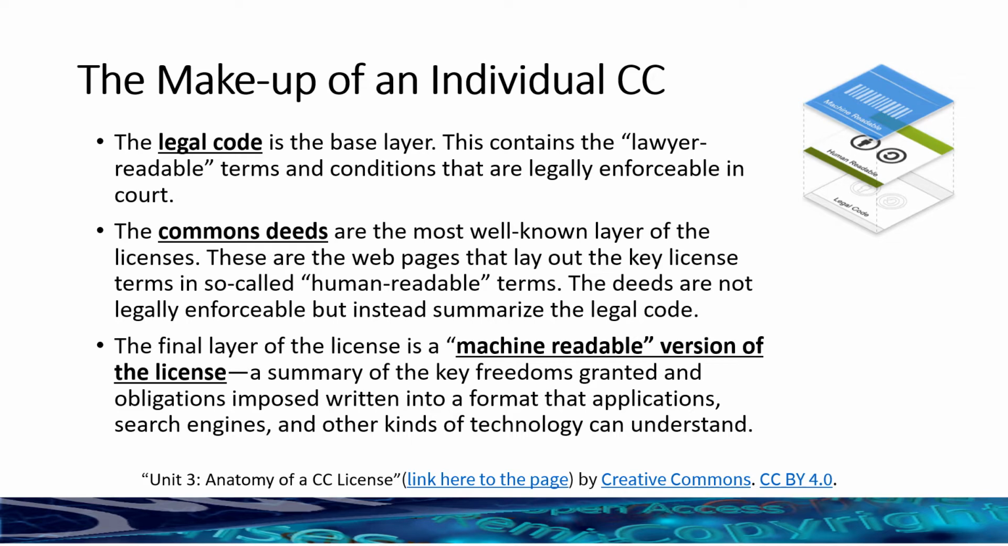And the final layer of the license design recognizes that software plays a critical role in the creation, copying, discovery, and distribution of works. This final layer is referred to as the machine-readable version of the license. When the metadata is attached to a CC licensed work, someone searching for a CC licensed work using a search engine like Google or creativecommons.org or any other advanced search tools, these machine readable levels are what informs those search engines and helps them identify certain license types and works.